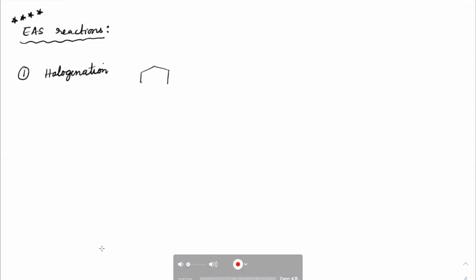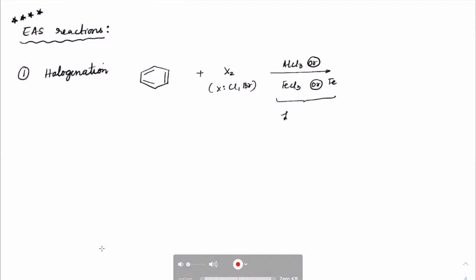This probably is the most important part of organic chemistry, and the most asked also in JEE. What are all the EAS type of reactions? 90% of the reactions in benzene are only EAS. Okay, so learn it carefully. So first, halogenation. Benzene, when you treat with X2, where X could be chlorine or bromine, then in the presence of any Lewis acid, like AlCl3 or FeCl3 or even simply iron, you can take, all of this will be acting as Lewis acids.